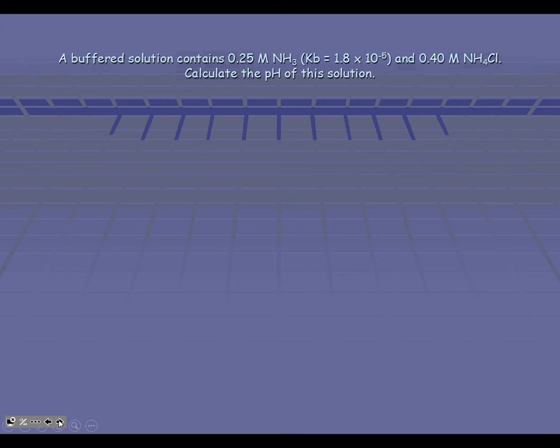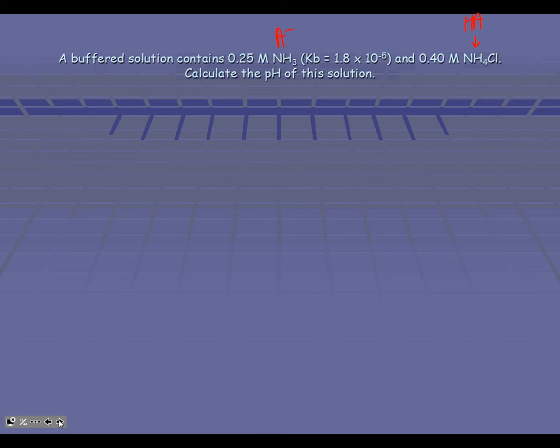So let's mark a couple things that are happening here. This we said is our A-, that's our base. Our base plus a hydrogen over here gives us our HA. So we have both parts of a buffer, our A- and our HA. We're going to work this as a base problem this time.